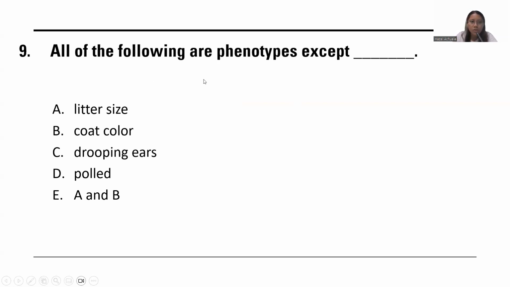I repeat the question. All of the following are phenotypes except A, litter size, B, coat color, C, drooping ears, D, polled, E, A, and B. Bago natin sagutin, ano ba yung phenotype? Pag sinabi nating phenotype, it's a specific category of a trait. Oh, meron na akong na-introduce na word, trait. Pag sinabi nating trait, it's an attribute, a feature, or a characteristic.